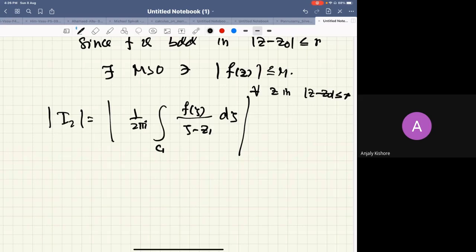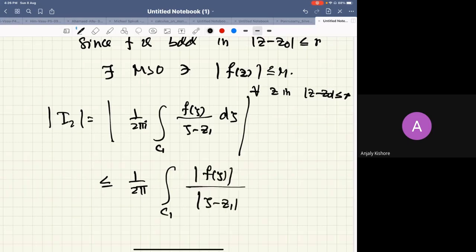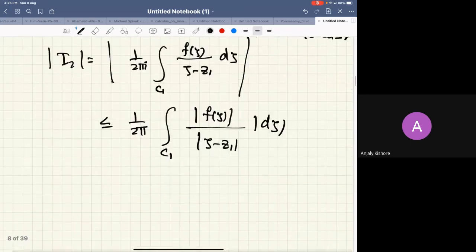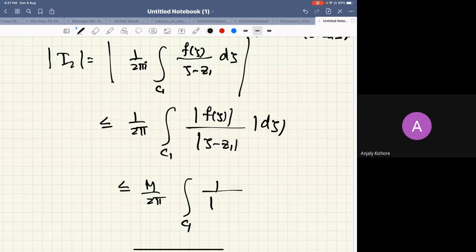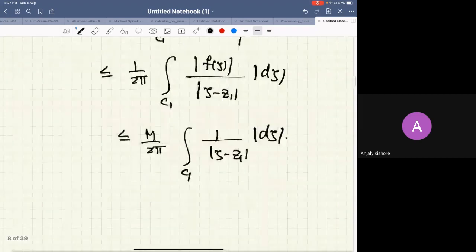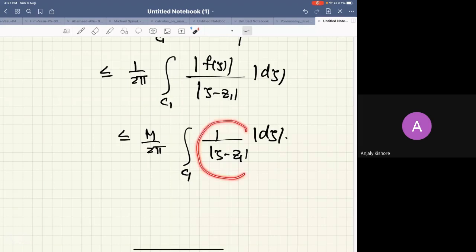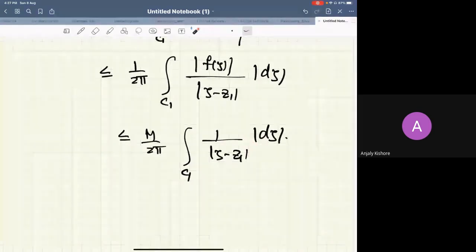If you take the absolute value inside the integral, that means I'm using the ML inequality. This is 1 by 2 pi integral over C1 of modulus of f of zeta by modulus of zeta minus z1 into mod dz. Now our f is bounded by m. Therefore this can be written as m by 2 pi integral over C1 of 1 by mod zeta minus z1 into mod dz. Now our aim is to find an upper bound for 1 by mod zeta minus z1. That means we want to find a lower bound for the absolute value of zeta minus z1.